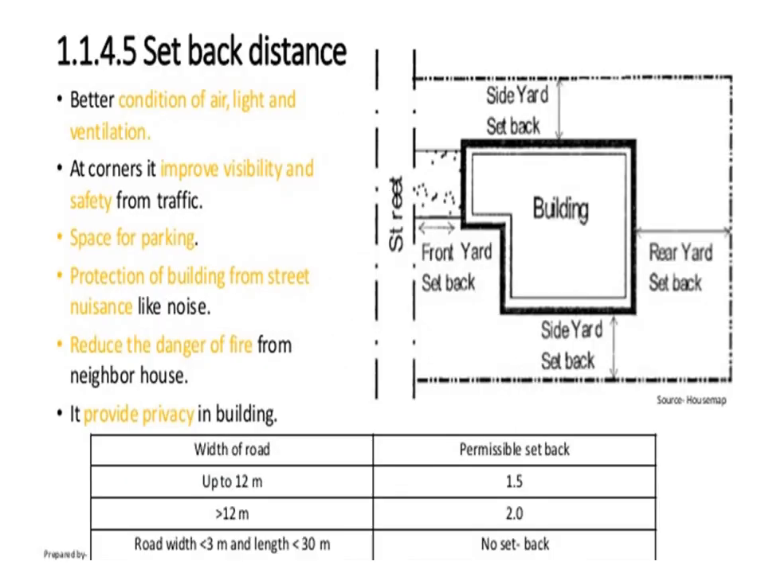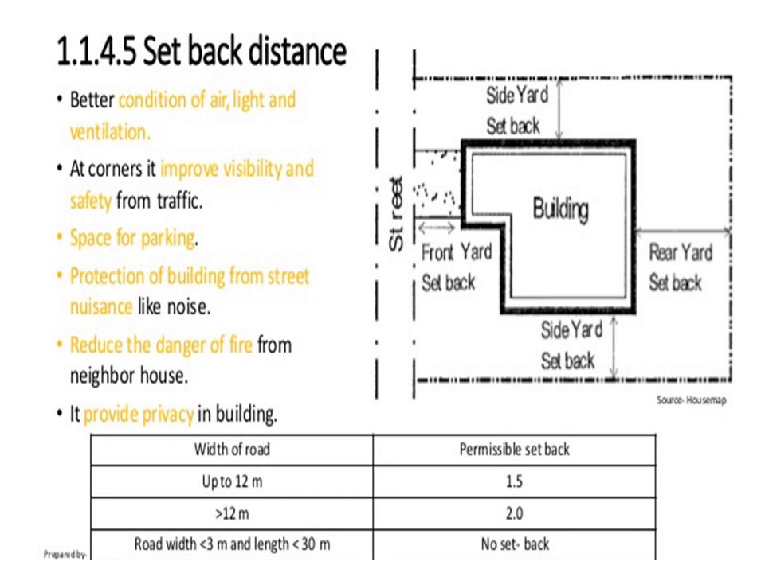This slide refers to setback distances. It is going to provide better condition of air, light and ventilation. Setback distance at corner improves visibility and safety from traffic. Setback distance provides space for parking. It is going to protect the building from street nuisance like noise. Setback distance reduces the danger of fire from neighbor house. Setback distance provides privacy in buildings.